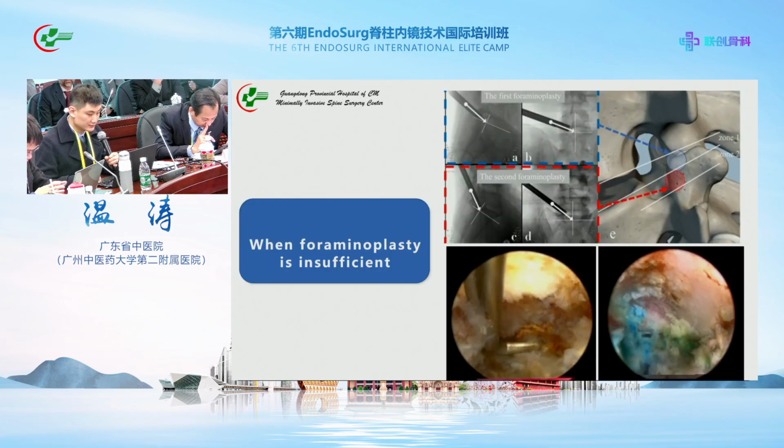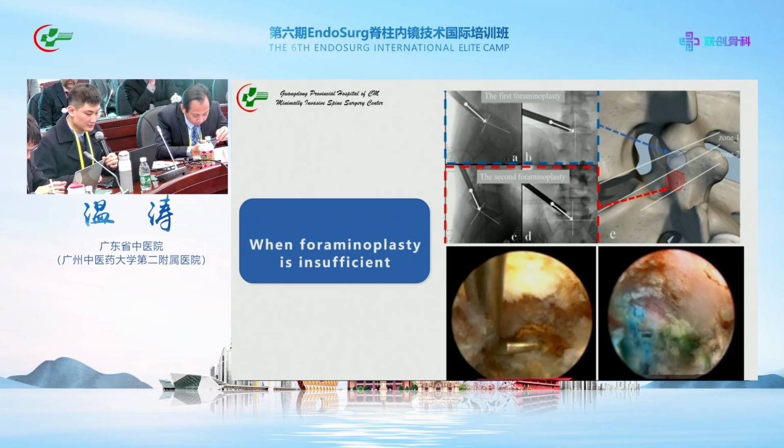This is the picture of the SAP resection. Mostly we only resect the blue area, the tip of the SAP, and we can finish the foraminoplasty. But in some cases, if the space is very narrow, we can use a secondary foraminoplasty at the red area, to enlarge the working space.